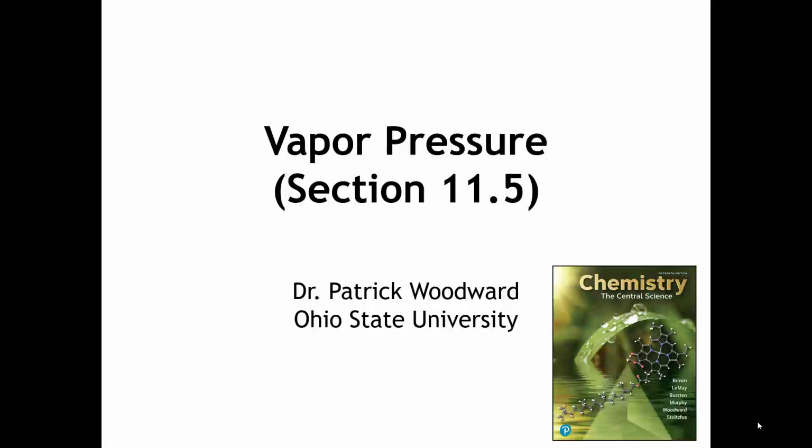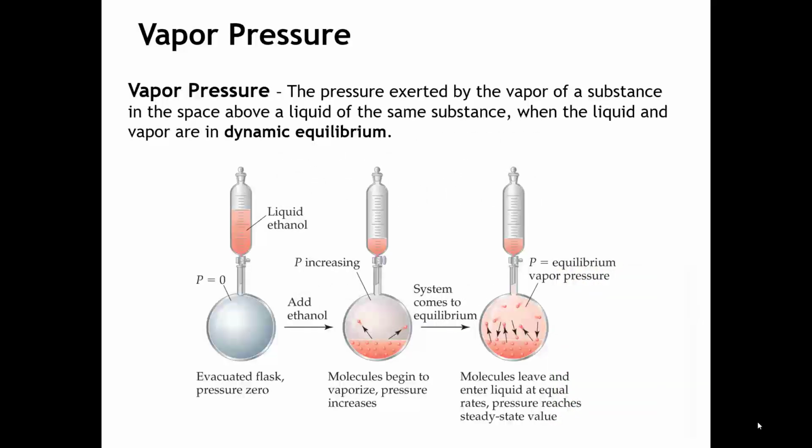In section 11.5, we're going to turn our attention to something called vapor pressure. What is vapor pressure? Well, in the last lecture, we learned that under a certain set of conditions, a substance might be a solid or a liquid or a gas. So let's imagine something like water, which is a liquid at ordinary room temperature and pressure.